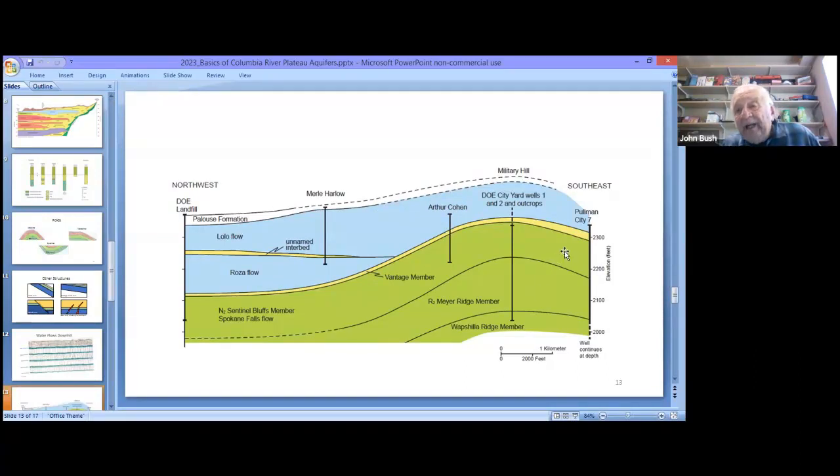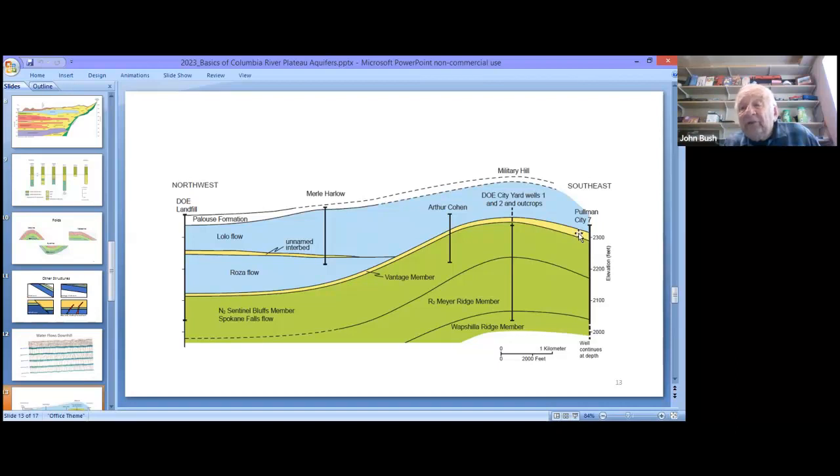And if we go from downtown Pullman, City Well 7 is about where the old train station is. It's about where the intersection is where you turn up the hill to go up to the Hilltop Restaurant, heading towards Colfax. Those contacts, this drawing is magnified so we can see them. They're not quite this steep. But those contacts are verified by basalt chemistry.